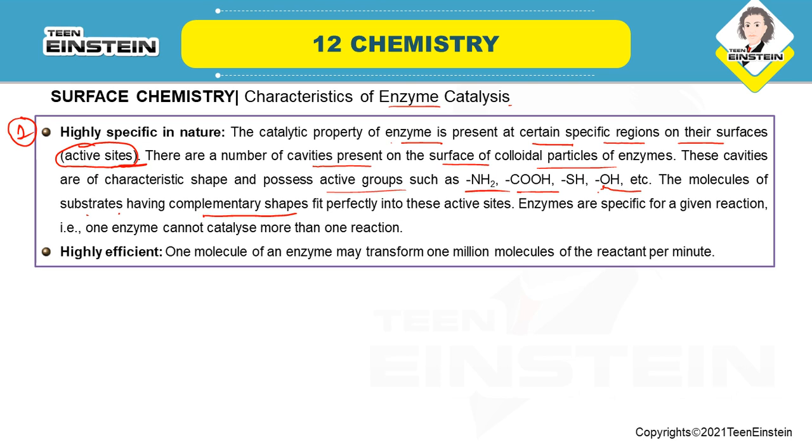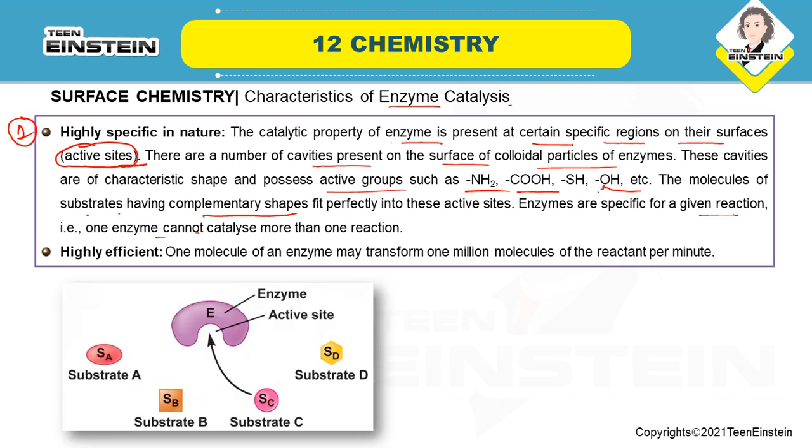So the cavity has a particular shape, and suppose there are different types of substrate. Among these different types of substrate, only the substrate that has a complementary shape compared to the shape of the active site can undergo reaction. So enzymes are specific for a given reaction, so one enzyme cannot catalyze more than one.